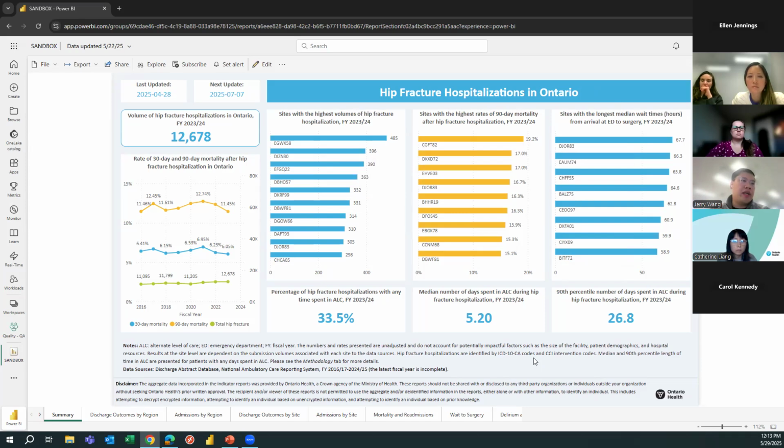At the bottom here, we have ALC: some stats about the percentage of hip fracture with any time spent in ALC, the median number of days spent in ALC, and the 90th percentile number of days spent in ALC. So this is the summary first page of the eReport. Just wanted to take everyone through what these dashboards are generally like.